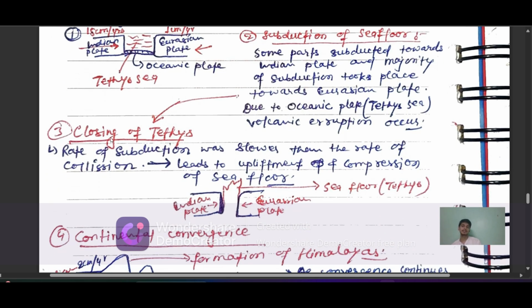After the volcanic eruption, the Tethys Sea disappeared. The rate of subduction was slower than the rate of collision. When the Tethys Sea disappeared, there were continental plates. So what happens after collision leads to upliftment and compression of the seafloor.